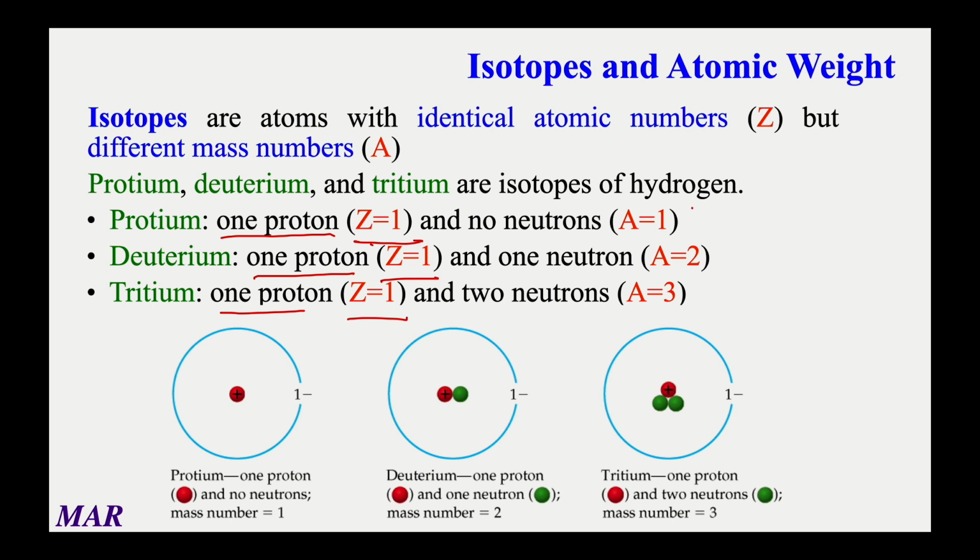But the neutrons are changing. For protium, there are no neutrons. So A, which is the mass number, protons plus neutrons, is 1 plus 0, mass number 1. Deuterium, which by the way is often called heavy hydrogen, has 1 neutron. So 1 proton plus 1 neutron is where the mass number of 2 comes from. And tritium has 1 proton and 2 neutrons. So 1 proton plus 2 neutrons, mass number of 3. We're going to see how these isotopes can all have quite different properties, but if you know about them, you can do some really cool things with them.